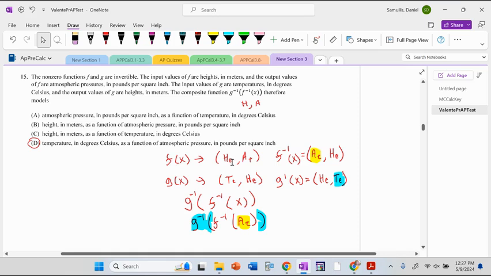But what I tried to do is read this question. The inputs of F are heights in meters, so heights, He, and the outputs are atomic pressure, so atomic pressure.